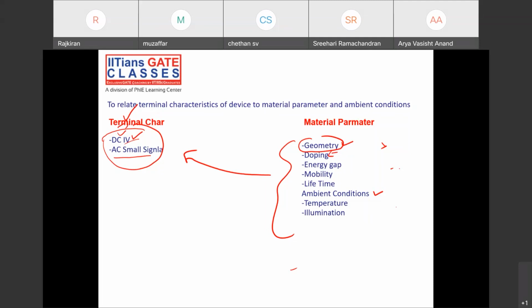If you understand which properties of the semiconductor affect my current voltage characteristic, then you will design accordingly, right? So the understanding is very important. I think the objective is very clear to all of you, what you are going to do.